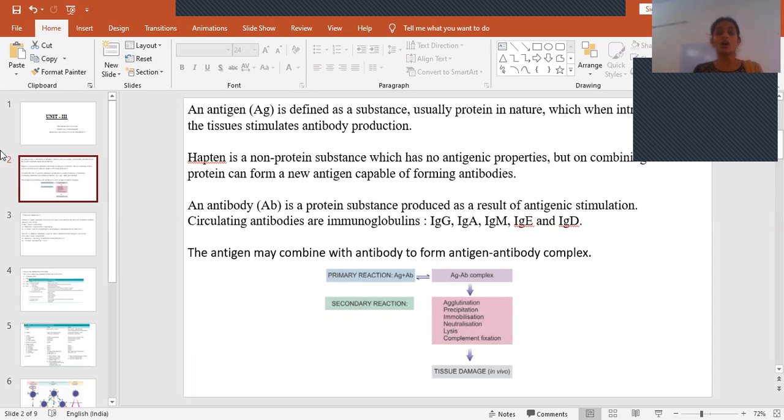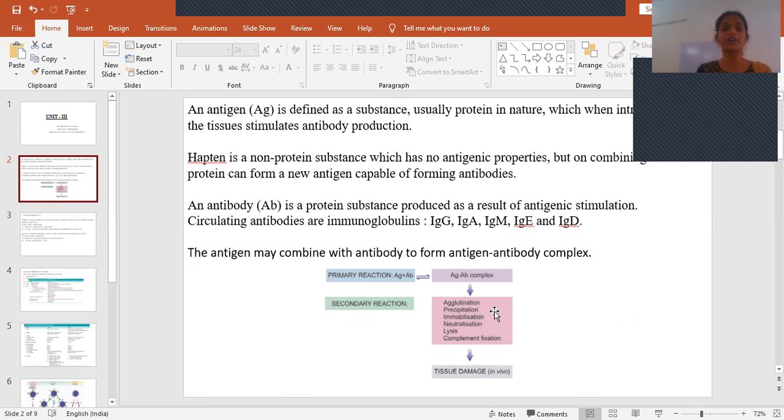What is the primary reaction which takes place? Whatever the antigen is, when it comes and binds with the antibody, it forms a complex that we call the antigen antibody complex. This we consider as the primary reaction. The secondary reaction is whatever processes this complex undergoes in order to cause tissue damage. That we call the secondary reaction.